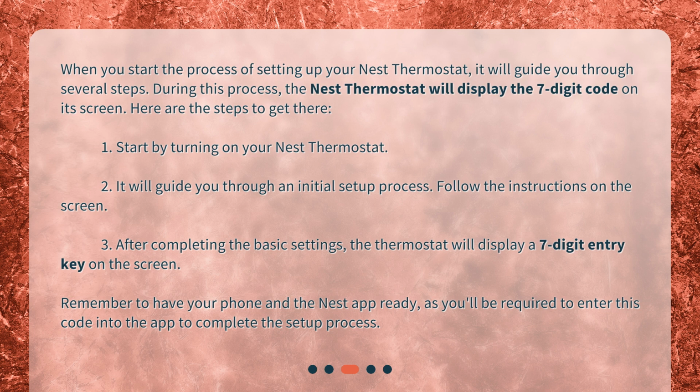1. Start by turning on your Nest Thermostat. 2. It will guide you through an initial setup process. Follow the instructions on the screen. 3. After completing the basic settings, the thermostat will display a 7-digit entry key on the screen. Remember to have your phone and the Nest app ready, as you'll be required to enter this code into the app to complete the setup process.